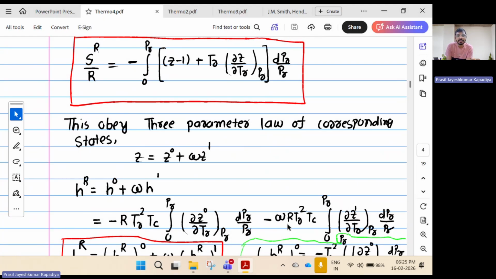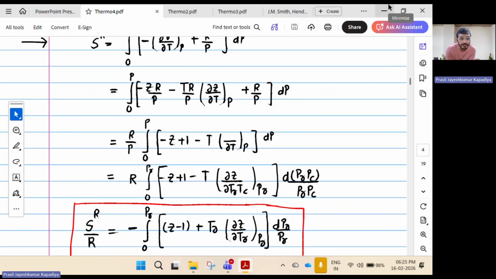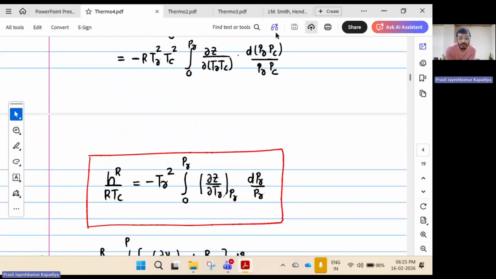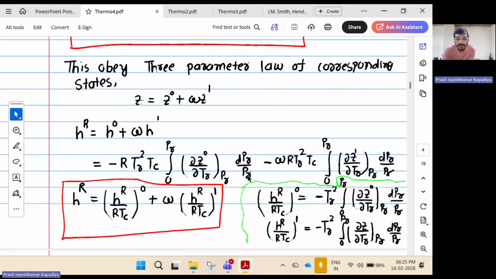So Z I can write as Z naught plus omega into Z prime. Similarly, I can write this for all equations, that H residual will be equal to H naught plus omega into H prime. So H naught is this term, this same term that we derived, with Z as Z naught, ideal gas, plus omega into H prime, same equation with Z prime.